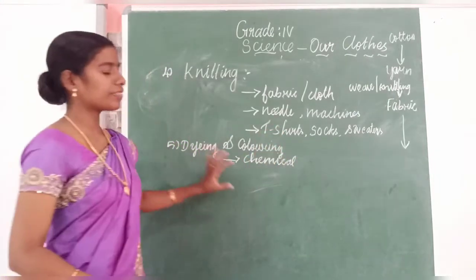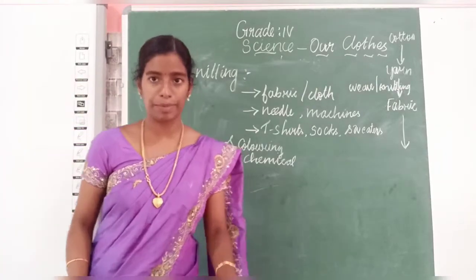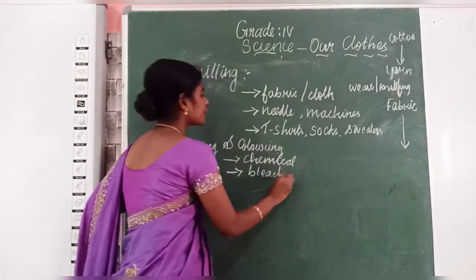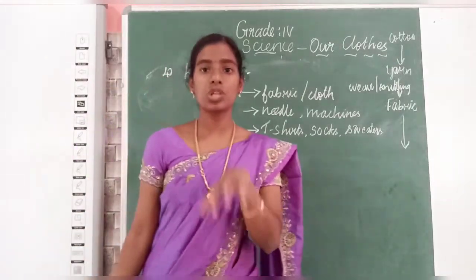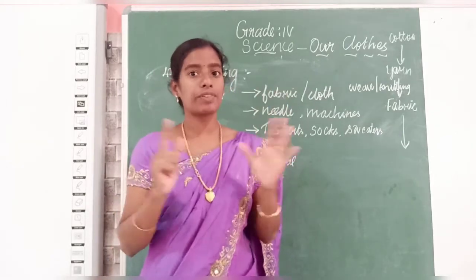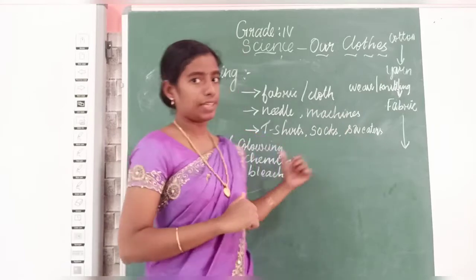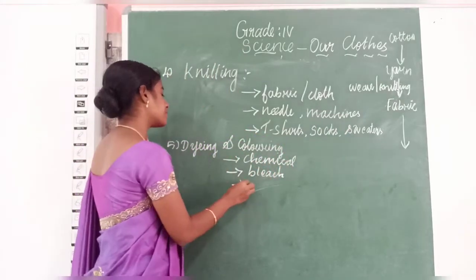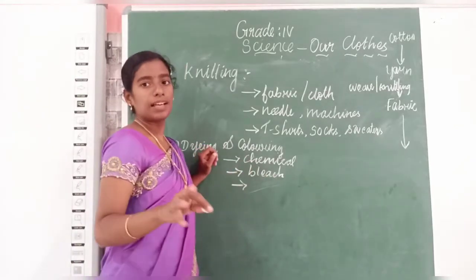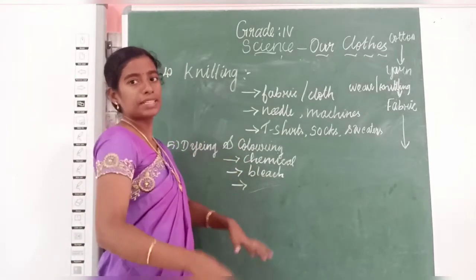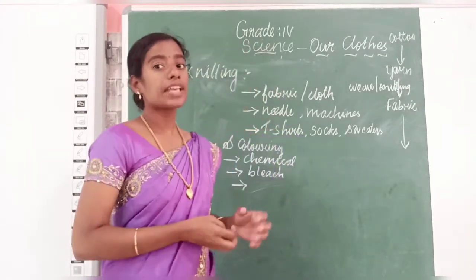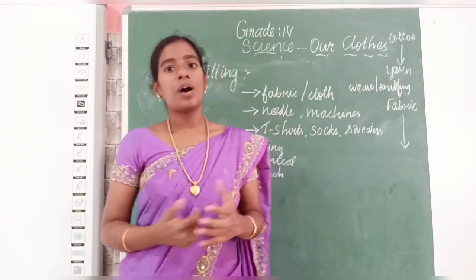In coloring and dyeing, first they remove the impurities by using some chemicals. Then they use bleach to make that particular fabric pure white. That fabric should be pure white. To do that they use bleach. And the last step is they use some dyes to color. They dip it in some coloring agent or coloring materials, and they give different colors to the fabric.